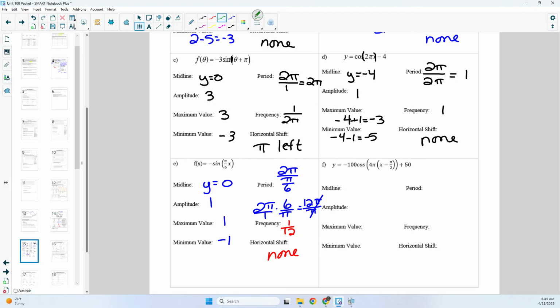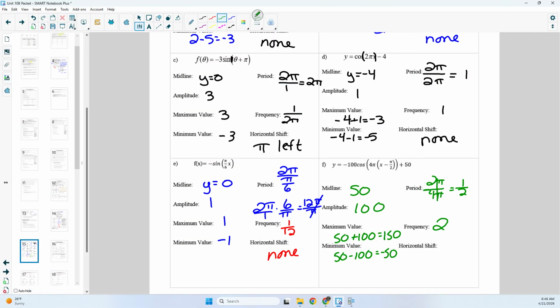Moving over to the next one, I have a midline of 50, an amplitude of 100. So we are going up to 150 and down to negative 50. My period, 2 pi over 4 pi, is 1/2. My frequency, therefore, is 2.